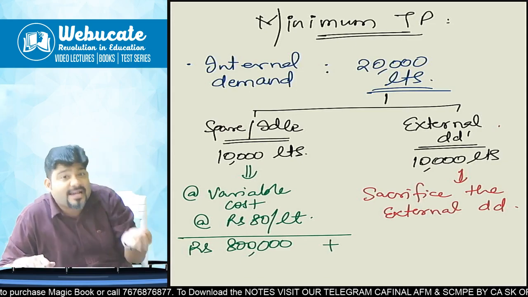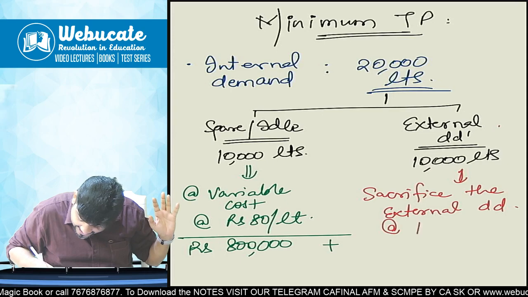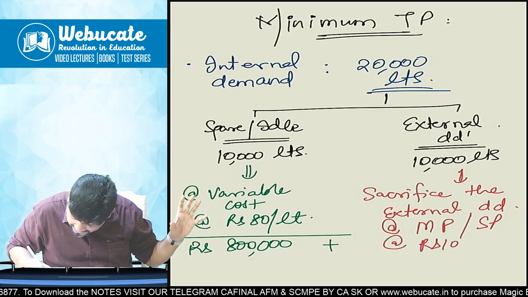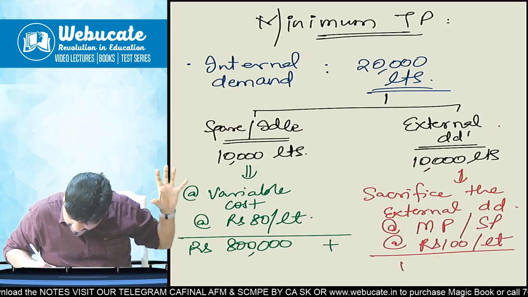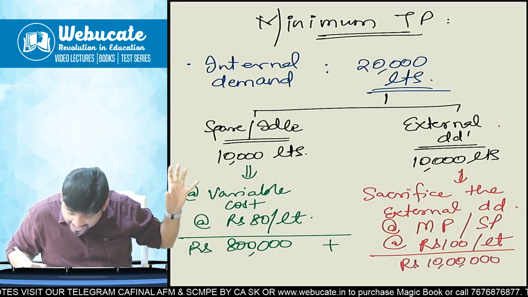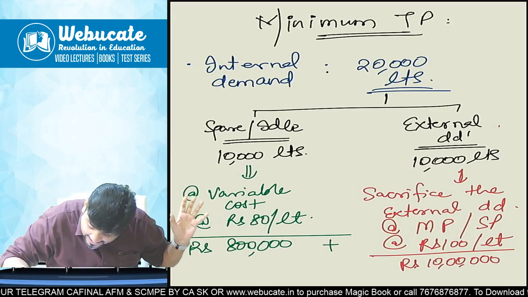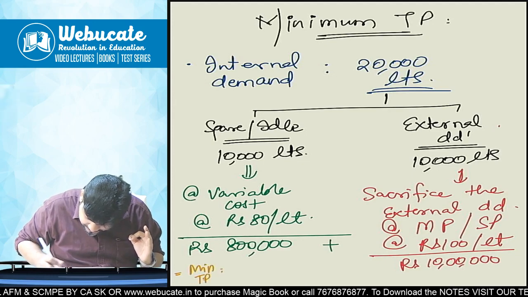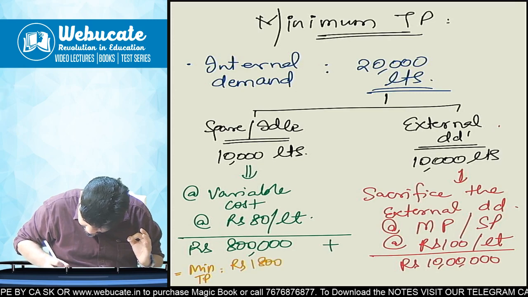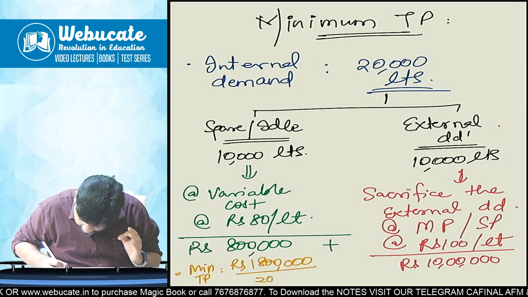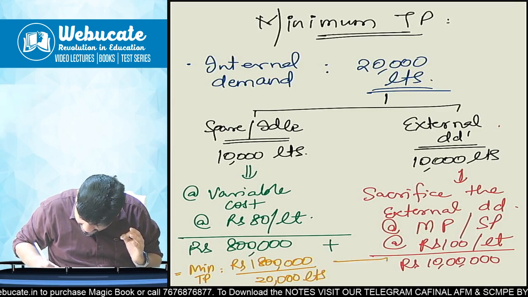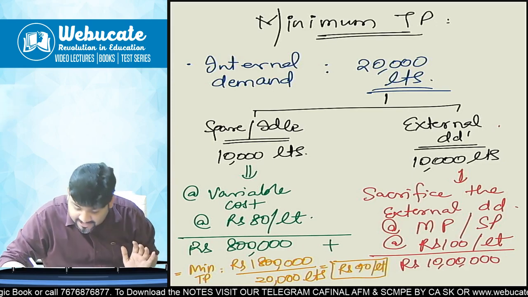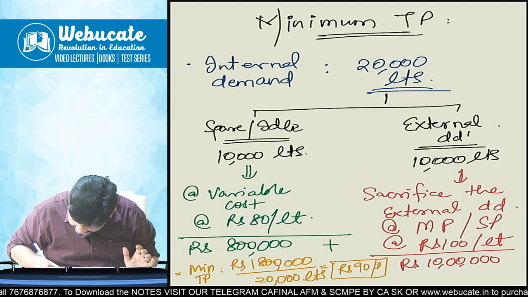So for the sacrifice of the external demand, I am ready to pay you the market price or the selling price, which is rupees 100 per liter, which is rupees 10 lakhs. And therefore, my minimum transfer price will be rupees 18 lakh for 20,000 liters. And that will work out to rupees 90 per liter.